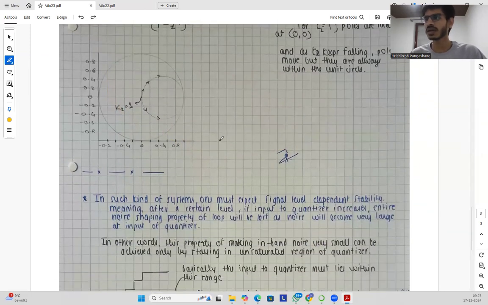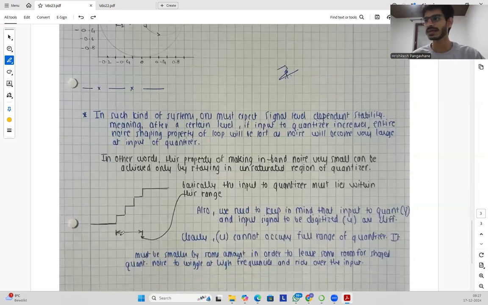Now, generally talking, in such systems one must expect signal level dependent stability, meaning after a certain level, if the input to the quantizer increases, the entire noise shaping property of the loop will be lost, as noise will become very large at the input of the quantizer, and the quantizer has its own saturation boundaries. So in other words, this property of making in-band noise very small can be achieved only by staying in the unsaturated region of the quantizer. So basically, this is the unsaturated region, or the input to the quantizer must lie within this range.